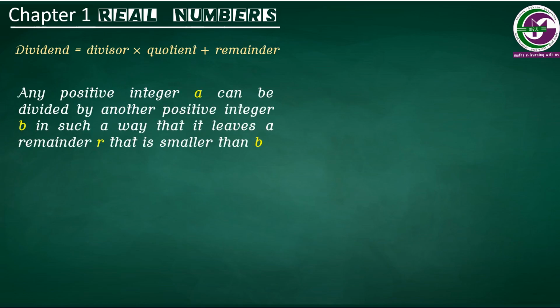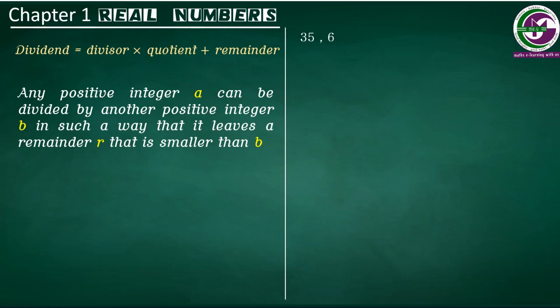Okay, so from all our experience, we can make a statement. Any positive integer a can be divided by another positive integer b in such a way that it leaves a remainder r that is smaller than b. Is it correct or not, for any positive integer? So we'll check it. We'll take 4 examples and we'll check whether it is true or false.